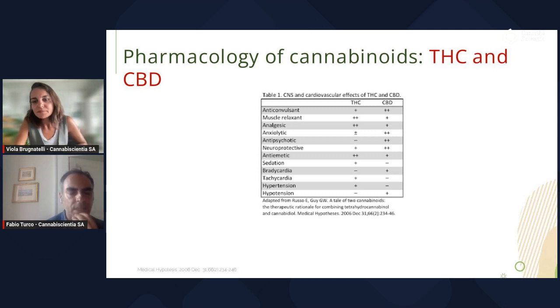I know that some studies have been done. For example, we know that there is a difference between inhaled cannabis and oral administration of cannabis, because the effects of inhaled cannabis are more powerful, but they last less time compared to, for example, oil drops or other oral administration methods.